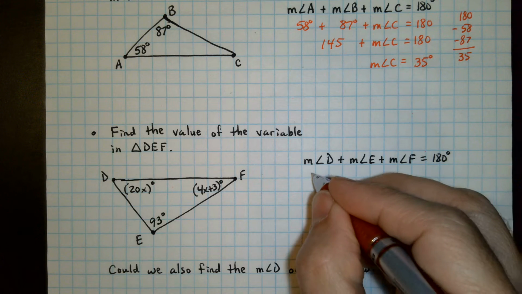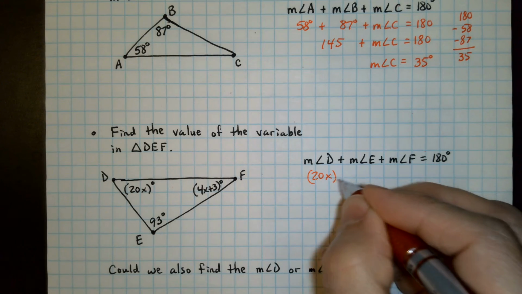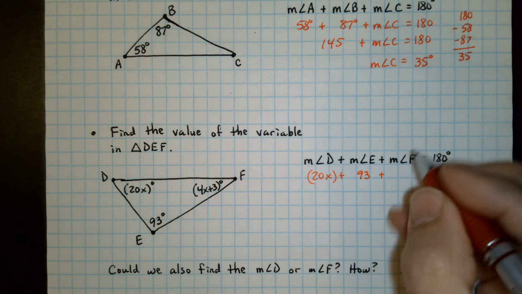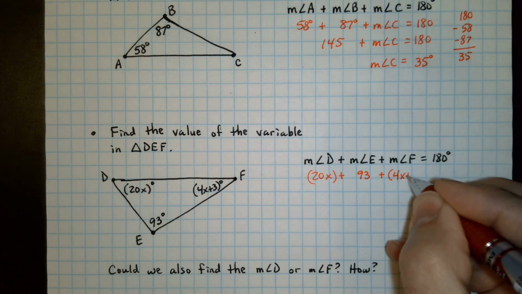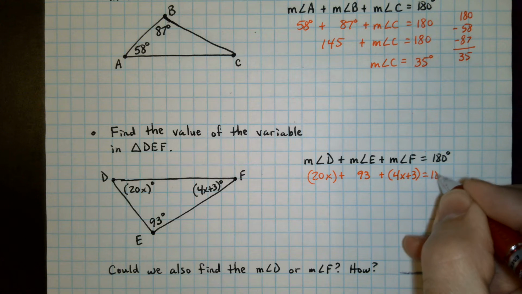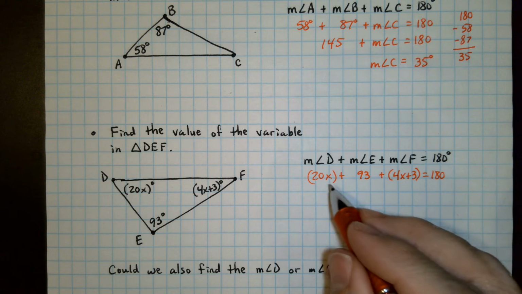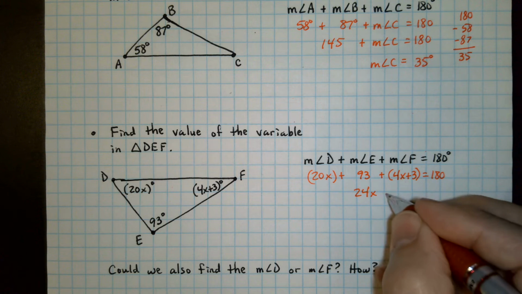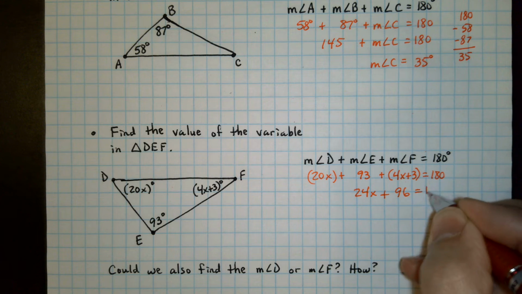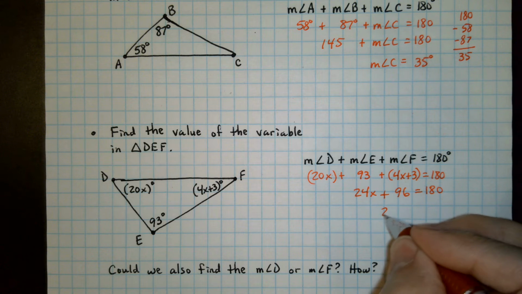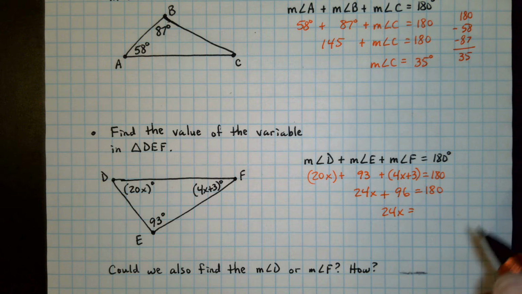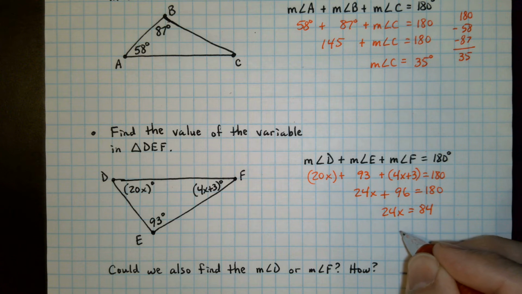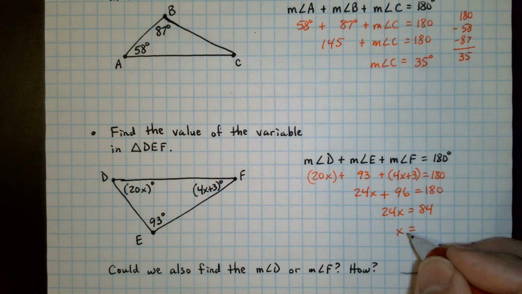Angle D is 20x. Angle E is 93. And angle F is 4x plus 3. As we solve the equation, we get 20 and 4 is 24x. 93 and 3 is 96. If we subtract 96 from each side, we'll get 84. And then divide by 24.